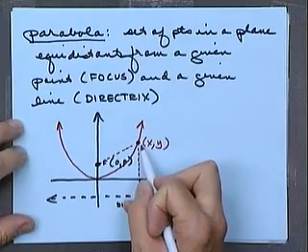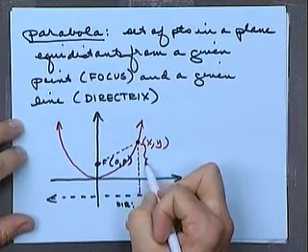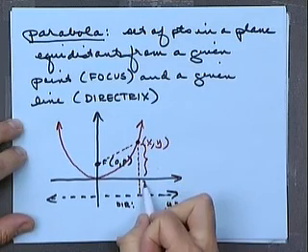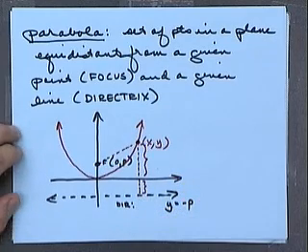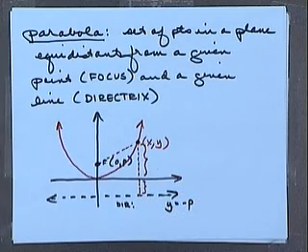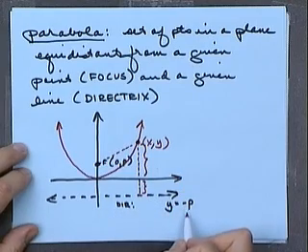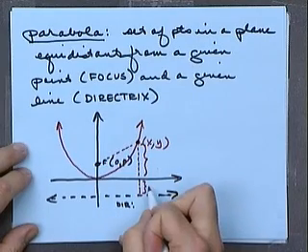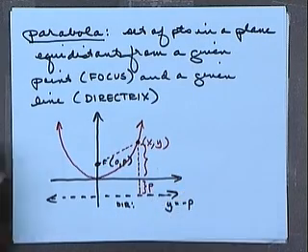So, let's split this distance into two pieces. This distance, because the directrix is p units below the x-axis, has got to be p.